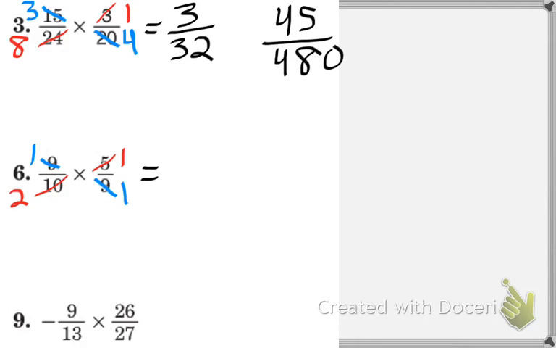Now when you multiply straight across, up top you have 1 times 1 is 1. On bottom, 2 times 1 is 2. So you have 1 over 2. So your answer is a half. And that's your final simplified answer to number 6.